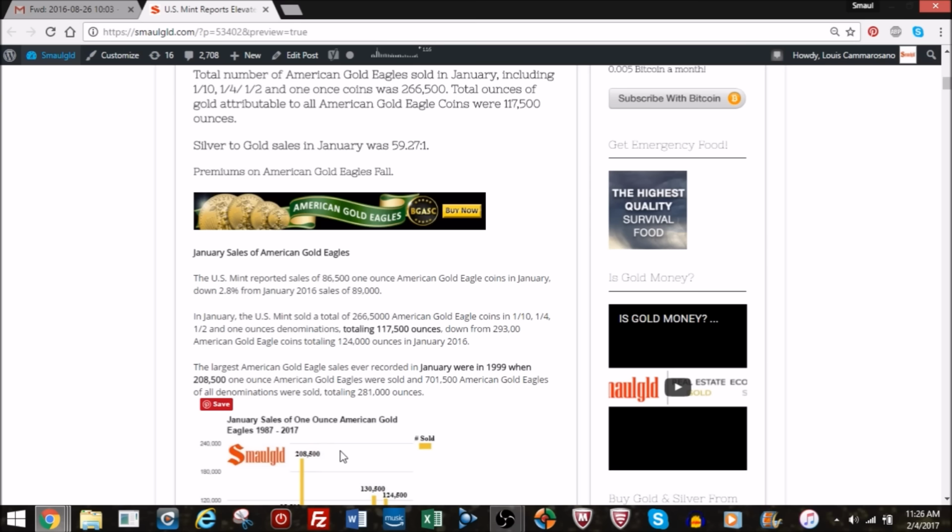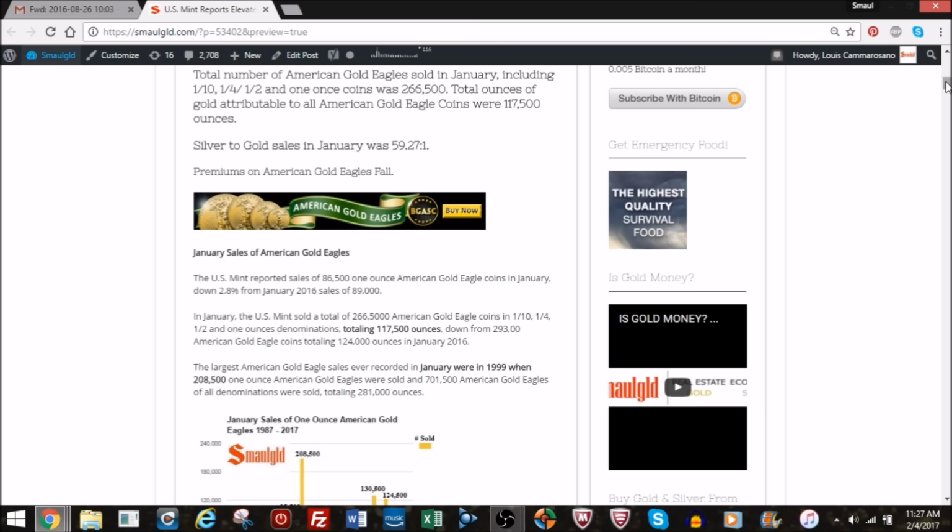The best January ever, though, was in 1999, when the U.S. Mint sold 208,500 1-ounce American Gold Eagle coins and a total of 701,500 American Gold Eagle coins in all different sizes. That totaled 281,000 ounces. There were people preparing for Y2K, for those old enough to remember. There was a concern that the computers would not switch over and there would be chaos in the streets and in your house, and a lot of things would fail, and the idea was you needed to have gold.